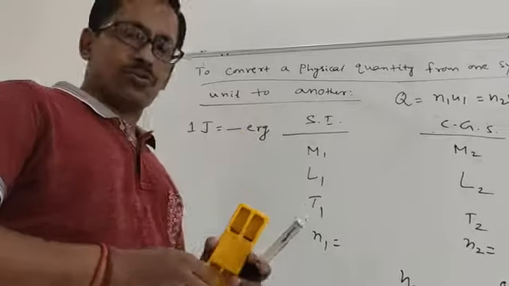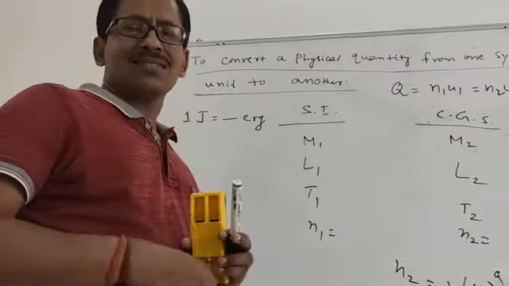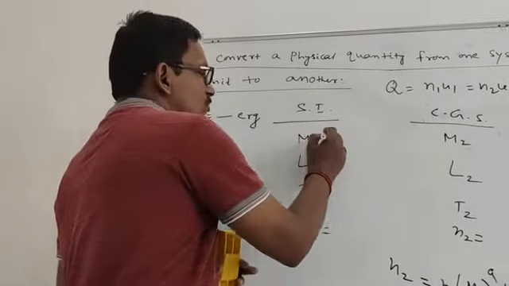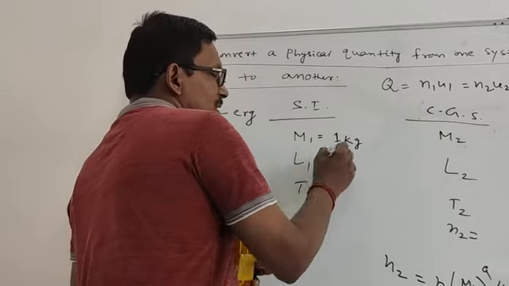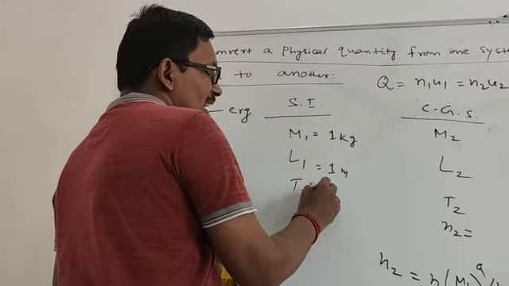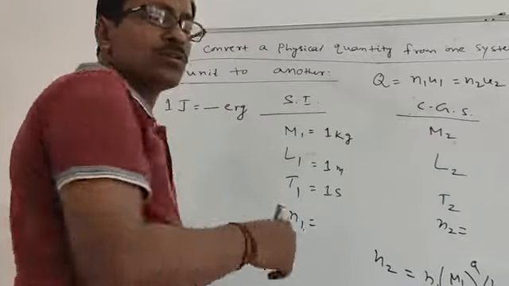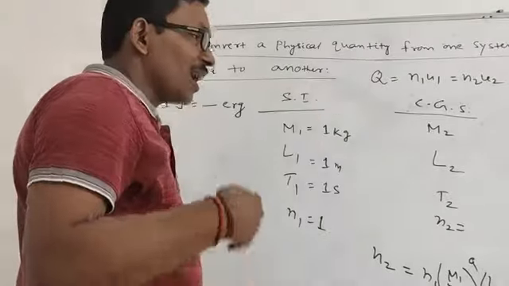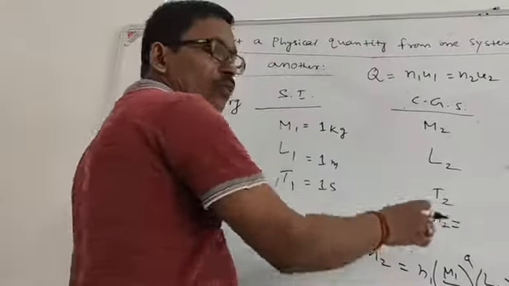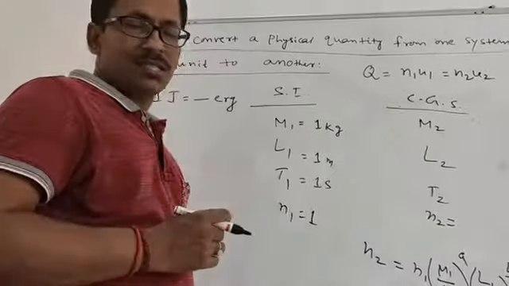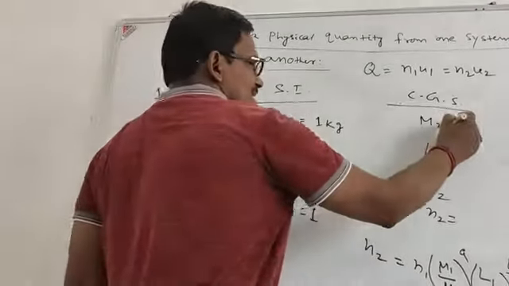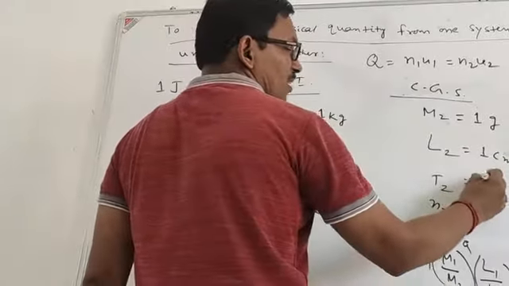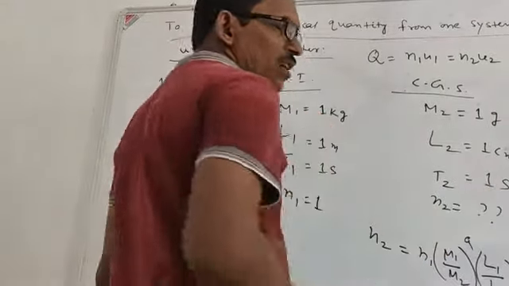It is given 1 joule. Now what is the value of mass in the SI system? The size of the fundamental unit mass in the SI system is 1 kg. Similarly, length is 1 meter, time is 1 second, and it is given 1 joule. So the numerical value of the physical quantity in the SI system is 1, and we have to find the value of N2, that means the numerical value in the CGS system. In the CGS system, what is the size of mass? Mass is expressed in gram, length in centimeter, time in second, and you have to find N2.